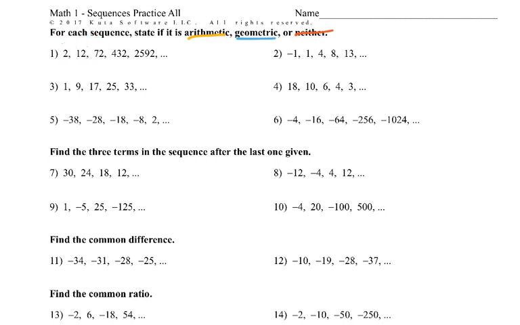Okay, so then let's try geometric. So what times 2 would give us 12? Now, if we didn't know that, you could just take this one and divide it by that, and that would give you the number that it would multiply by. So, times 6. So now I check to see if I'm multiplying by 6 each time. So 12 times 6 is 72. It is. Times 6 is 432. It is. So I know that this is geometric.